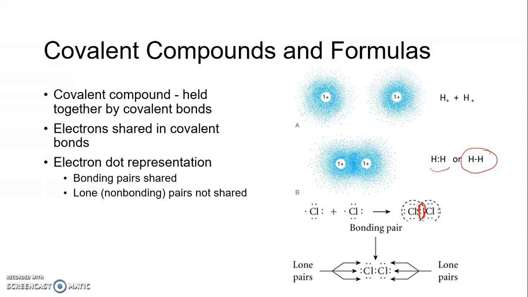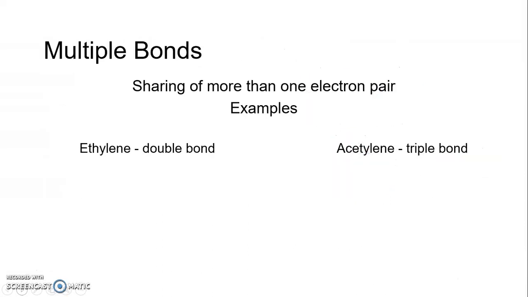This is what we call a bonding pair. All the others are lone pairs, meaning pairs of electrons that stay with a particular atom. The bonding pair bonds the 2 different atoms together. Now, it is possible to share more than 1 pair of electrons. Here are a couple of examples.